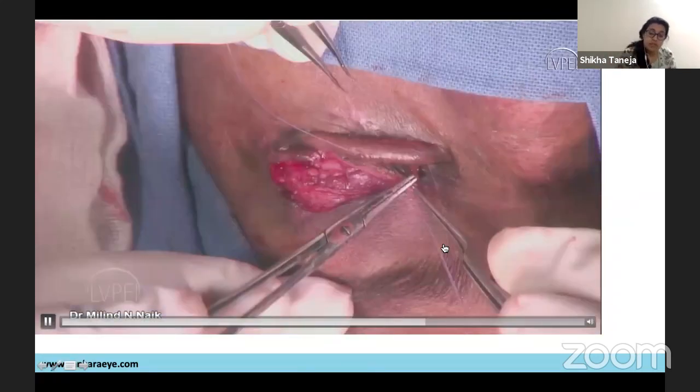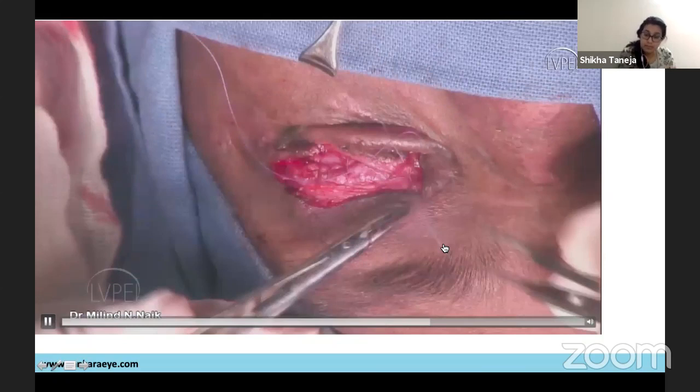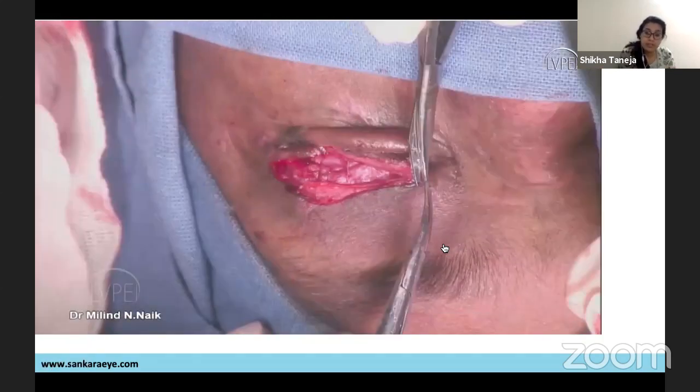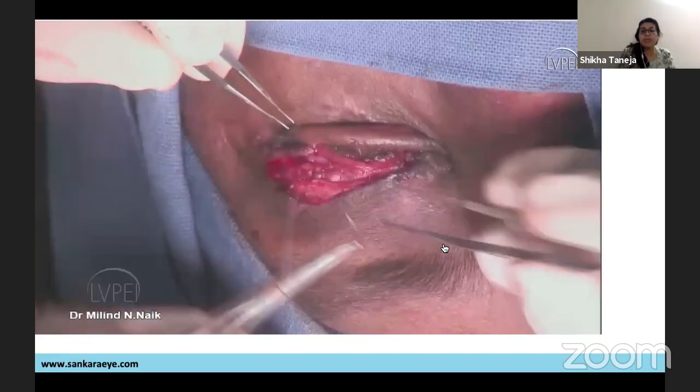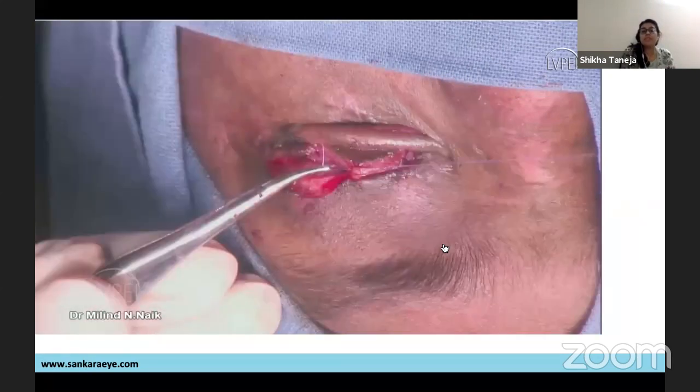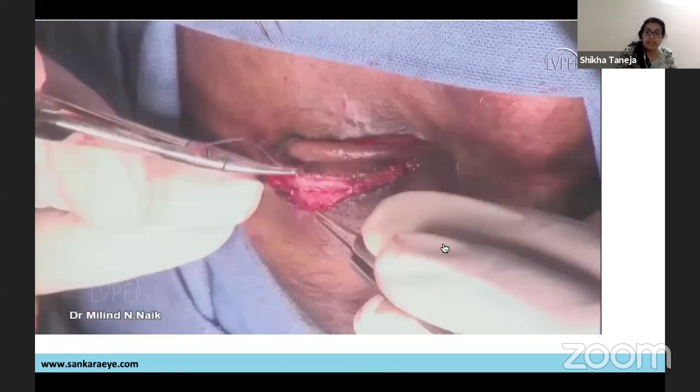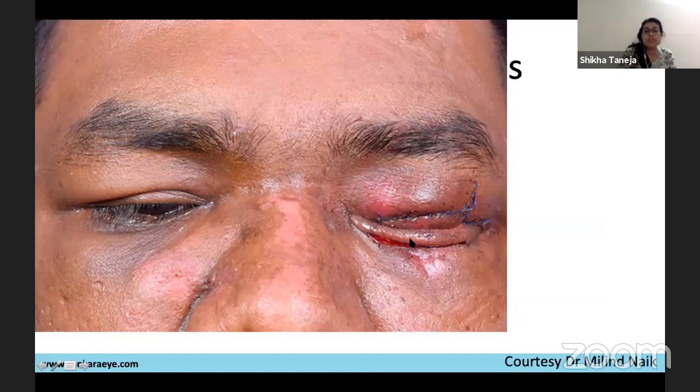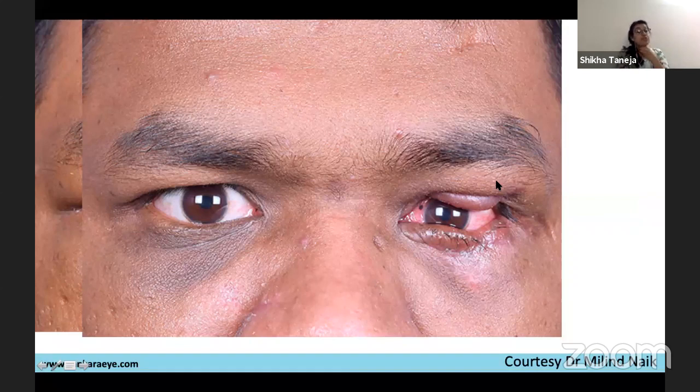Next, we take out the skin as well underneath that bridge which we have formed, the lid margin. And then we suture the orbicularis to orbicularis and skin to skin. This is how it looks. In the end, post-op, this is how it was looking. This is post-op day 1. This is after stage 2.